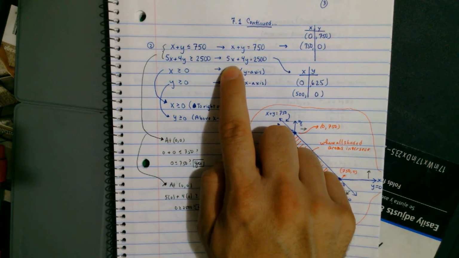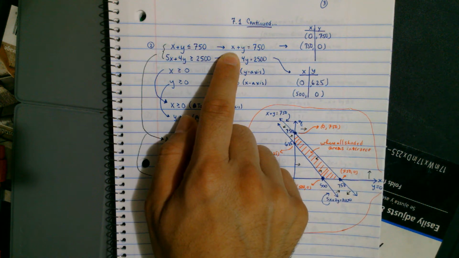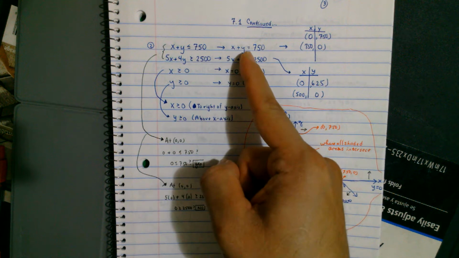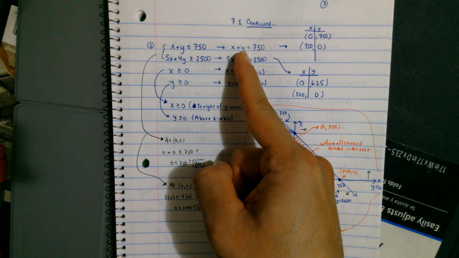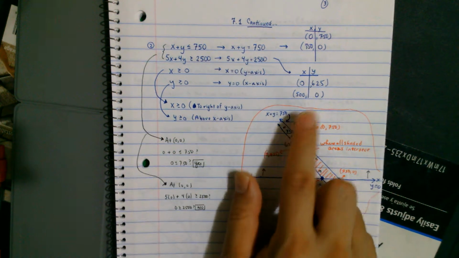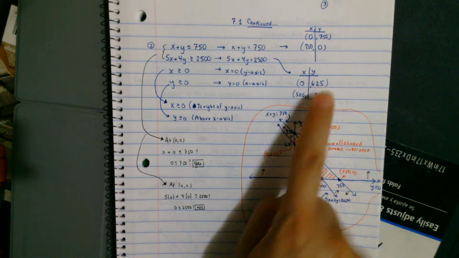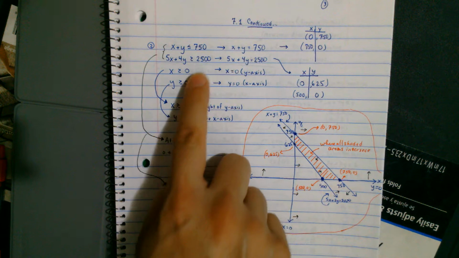Then the second line, when x is 0, 4y equals 2500, or divide both sides by 4, y is 625. When y is 0, 5x equals 2500, which means x is going to be 500 when you divide both sides by 5. And so that's this point here, 500, and then 625 is up here. So I connect the dots, and I make a line. Again, a bold line because of the equals.